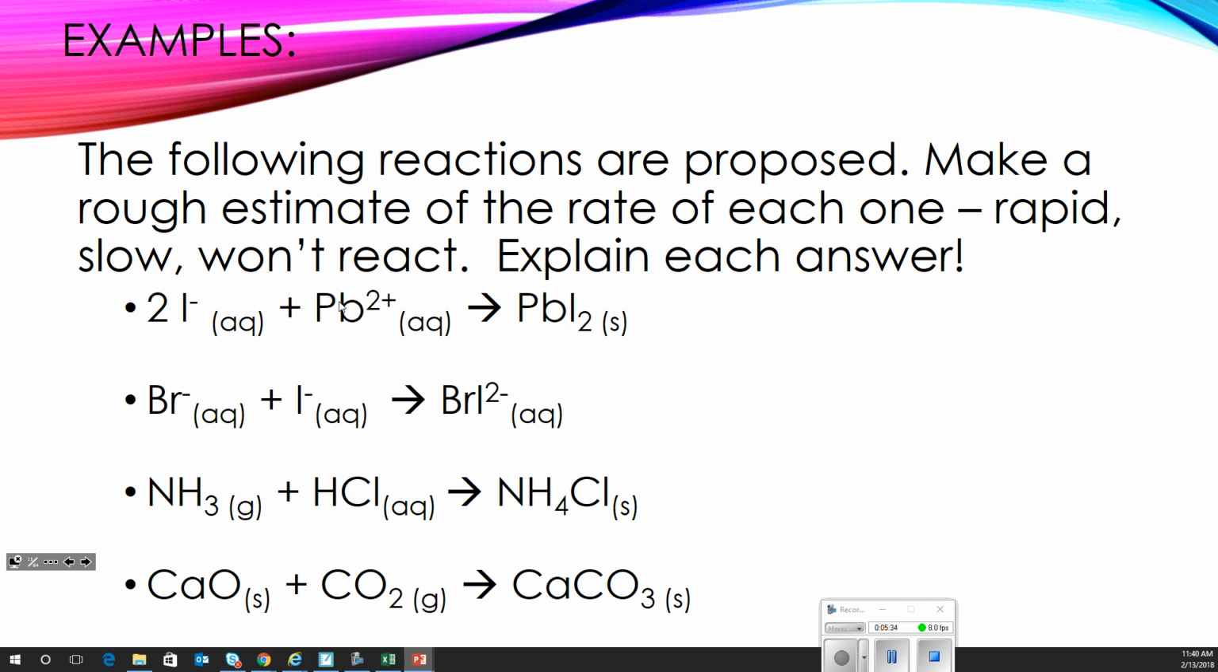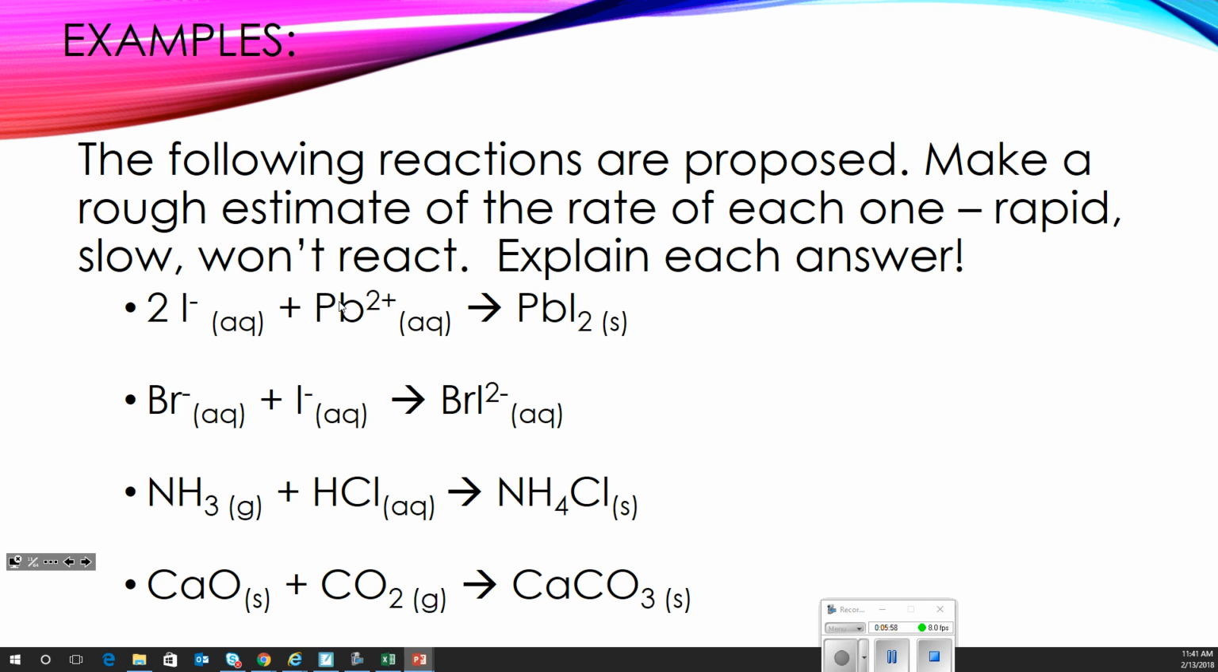Did it happen fast? Did it happen slow? It did happen because I just told you it did. So how did it happen? Did it happen fast or slow? It happened fast. I poured it and it just went boom. And the reason why is, look, we've got two ions, and ions want to come together and make a zero charge. So they're attracted to each other because opposites attract. So that one's fast. What about number 2 there?